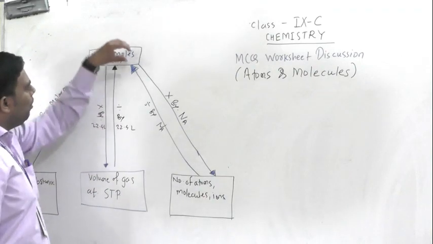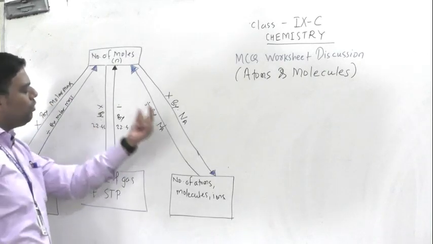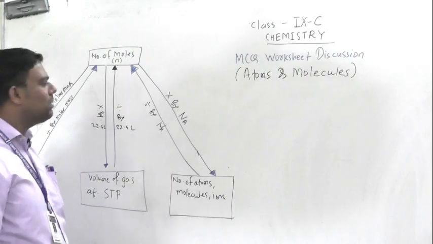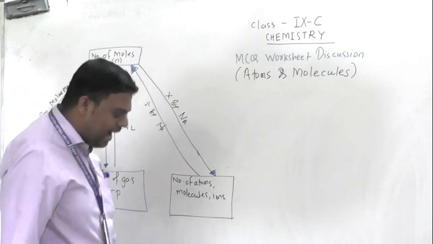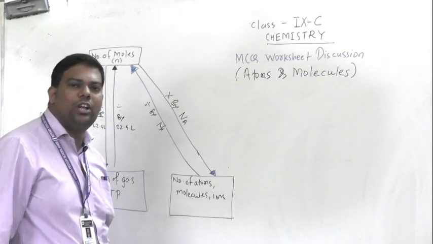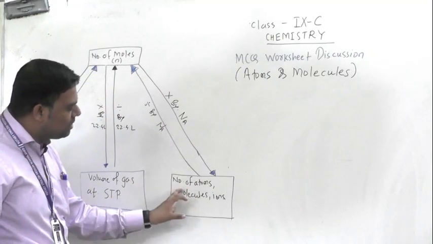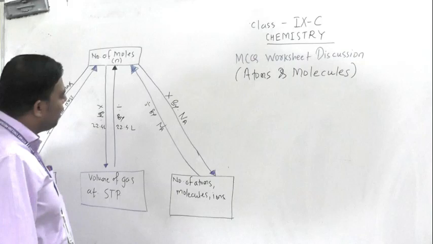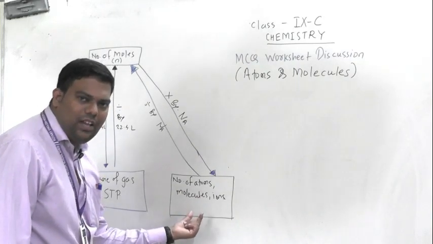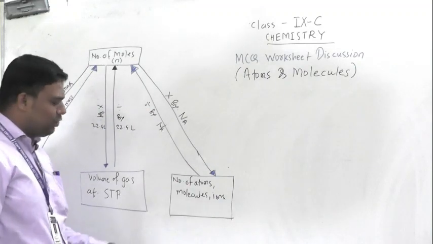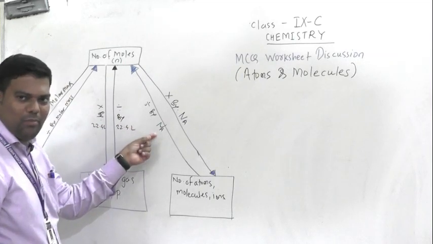Understood? Suppose they give the mass of a substance in grams and we have to calculate the number of atoms, molecules or ions. For that, multiply by Avogadro number, which as you know is 6.022 into 10 raised to 23. Now suppose the number of atoms, molecules or ions is given and you have to calculate the number of moles. For that, follow this arrow and divide by Avogadro number.